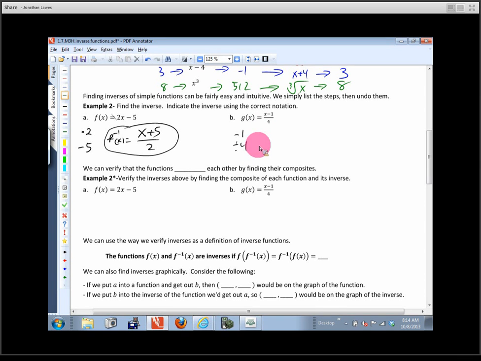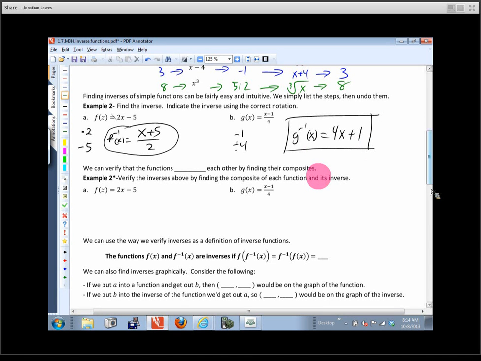So if I'm going to undo those and figure out what the inverse is, then g inverse of x would be, I'd want to undo dividing by 4 first. How do I undo dividing by 4? Times by 4. So I'm going to take whatever the number is that I plug in, I'm going to times it by 4 first, and then I'm going to undo subtracting 1, so I'm going to add 1. So those are the inverses.